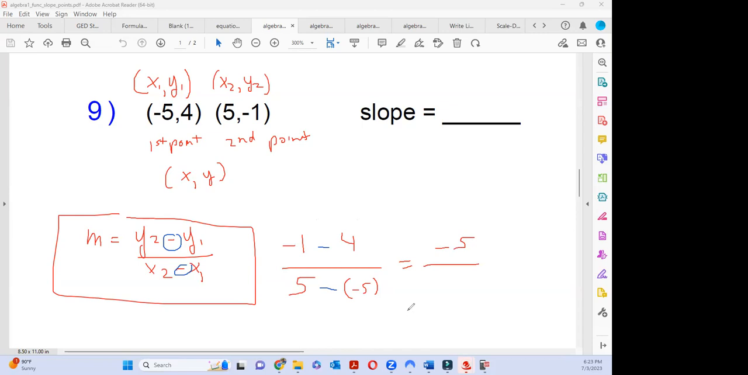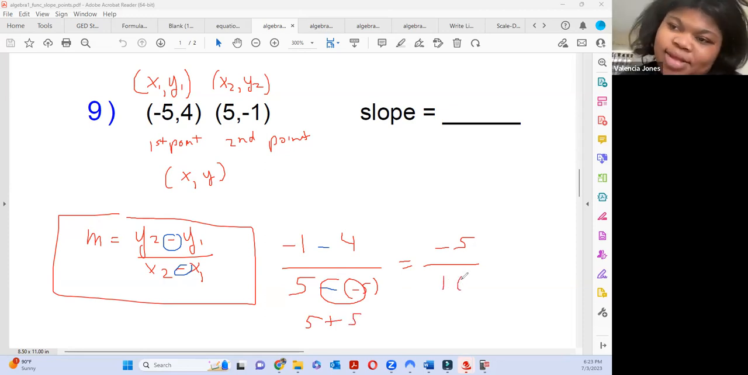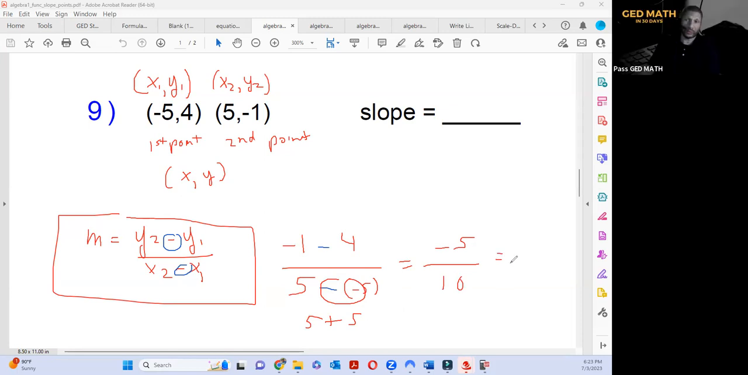Remember, when you're combining signed numbers, if they have the same sign, you add them and keep the sign. So 1 plus 4 is 5, -5. Now, a negative next to a negative changes to what? A positive. What's 5 plus 5? 10. So I've got to reduce to lowest terms. 5 goes into 5 one time, 5 goes into 10 two times. I've got to keep my negative. So the slope of this line that passes through those two points is -1/2.